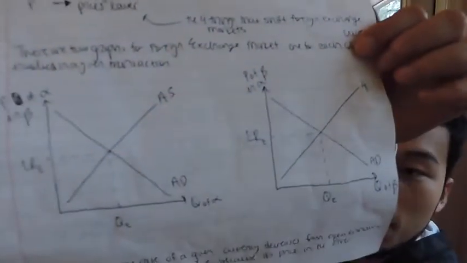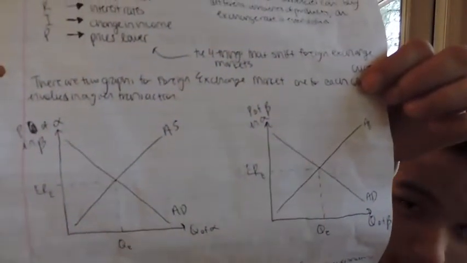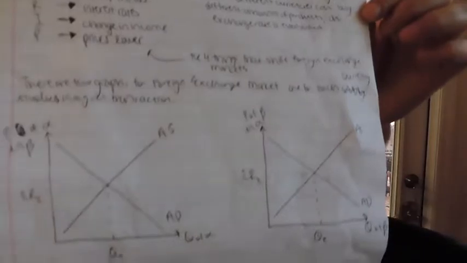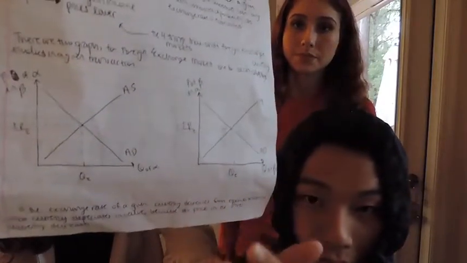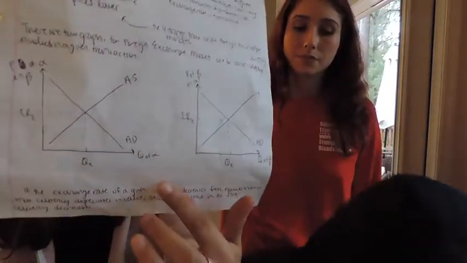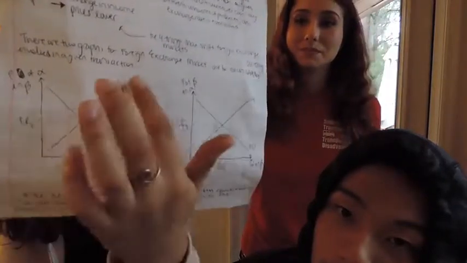For the foreign exchange market, you need to draw 2 graphs, like so. 2 graphs because there are 2 different currencies engaged in the process of exchanging currencies. Each graph is for one currency, and the x-axis is the quantity of the currency, and the y-axis is the price of that currency in the other nations. And then you have an aggregate supply curve sloping up and an aggregate demand curve sloping down. And you do the same thing for both graphs, but for the 2 different currencies.